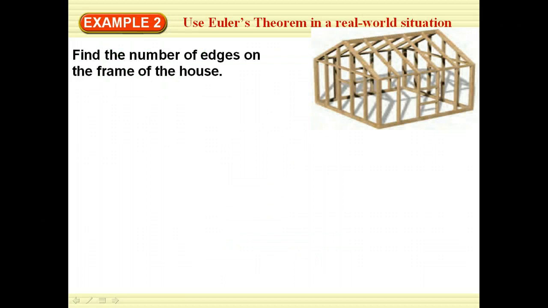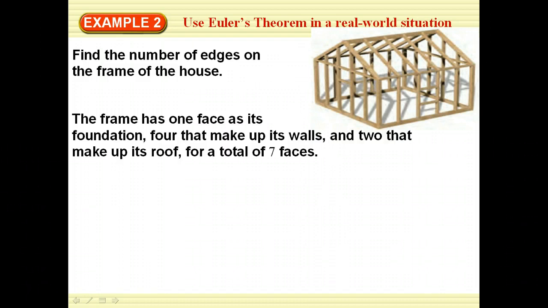Find the number of edges on the frame of this house. So first thing I need to do is think about what kind of shape that is. If I look at this end down here, it is a pentagon, and so is the other end, and so those two are congruent pentagons, so this is a pentagonal prism. The frame has 1 face as its foundation, 4 that make up the walls, and 2 that make up the roof, for a total of 7 faces.